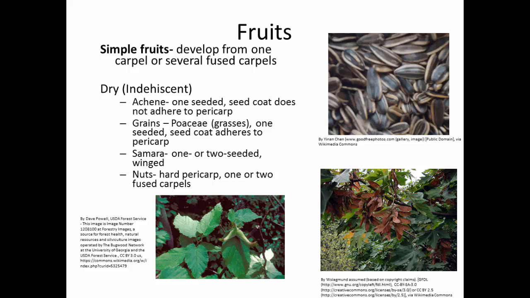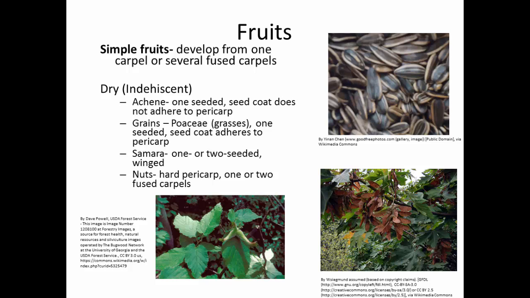A samara is another example of a dry indehiscent fruit. It can have one seed, like in ashes, or it can have two seeds, like we see here in the big leaf maple, Acer macrophyllum. Those wings are often involved in the dispersion of those seeds by wind.